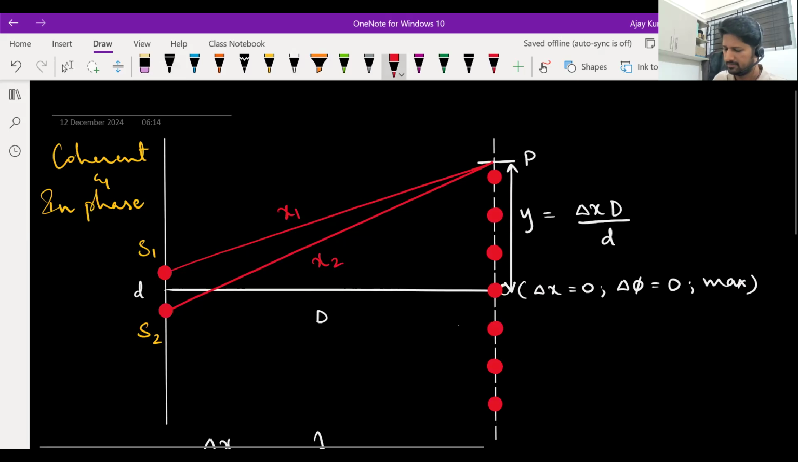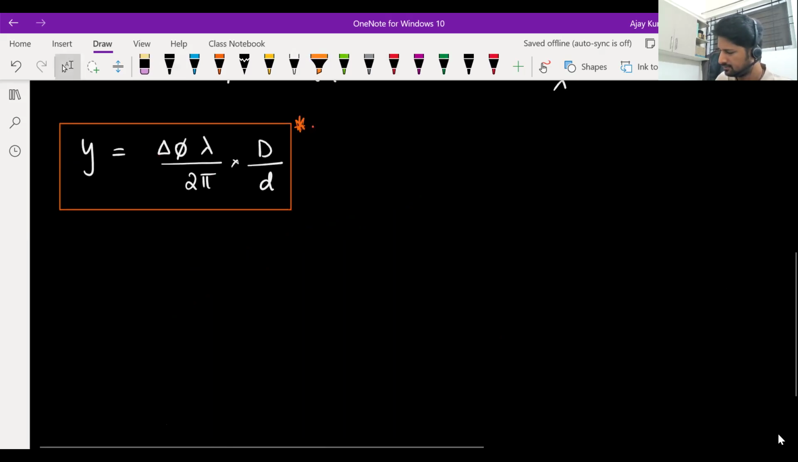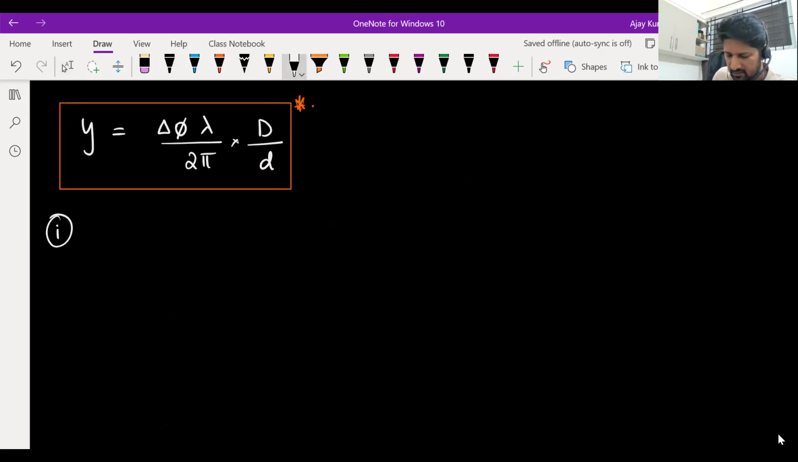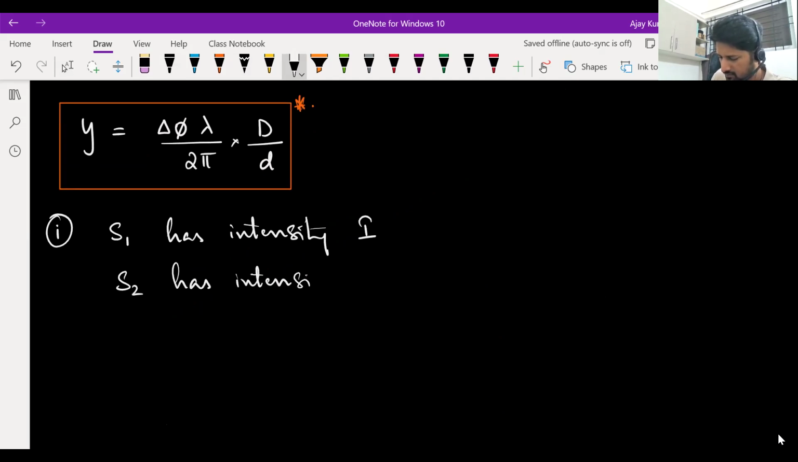Let's consider this situation. First, suppose the source S1 has intensity I, and the source S2 has intensity 4I, means the sources are not of equal brightness. Now, how we create such sources and all we'll discuss. But let us do all the calculations first. The proper experimental setup we'll discuss at the end. So S1's intensity is I and S2's intensity is 4I.